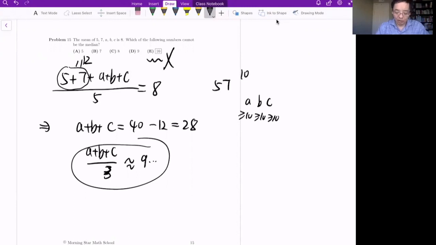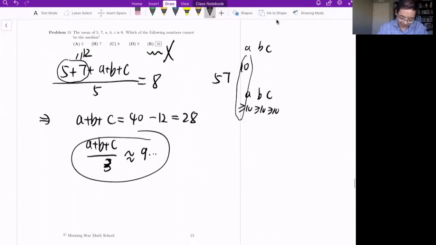All right. Recall the median means, if you have 5 numbers, the median is the one that is in the middle, right? So if one of A, B, C is 10, then the other 2 have to be no less than 10. Okay.